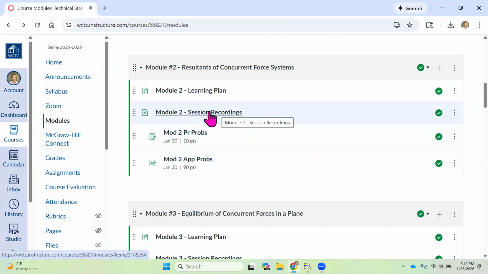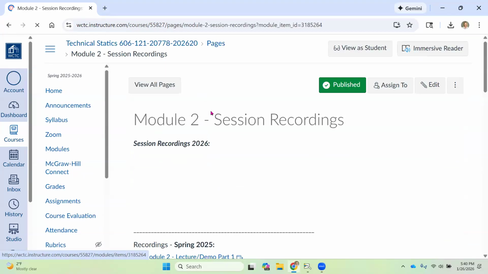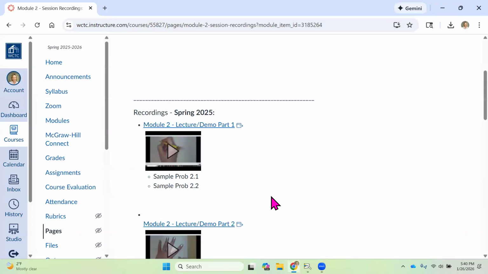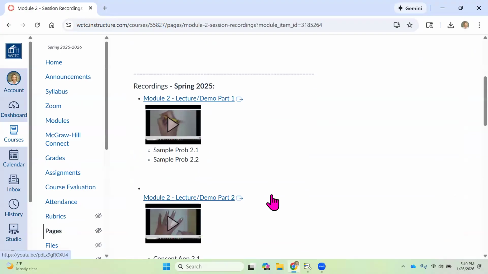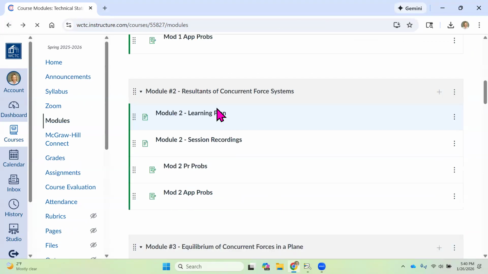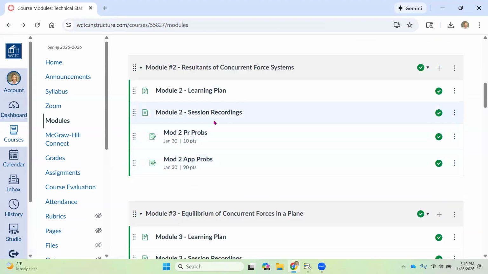And then you'll notice that we have our session recordings. I am recording each time that we get together. So the session recordings for 2026 will be listed here. If you wanted to look at previous recordings, they're going to be here from last year and the year before as well. They're just links to YouTube.